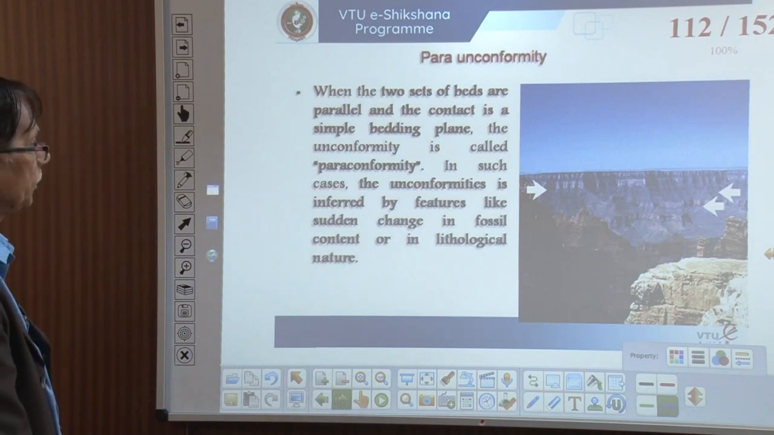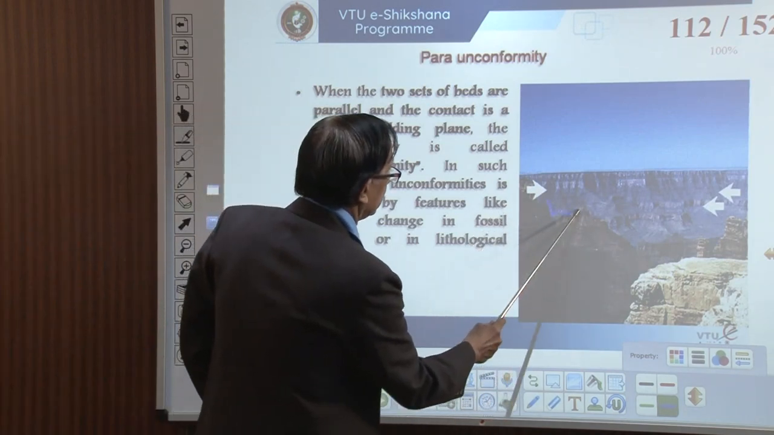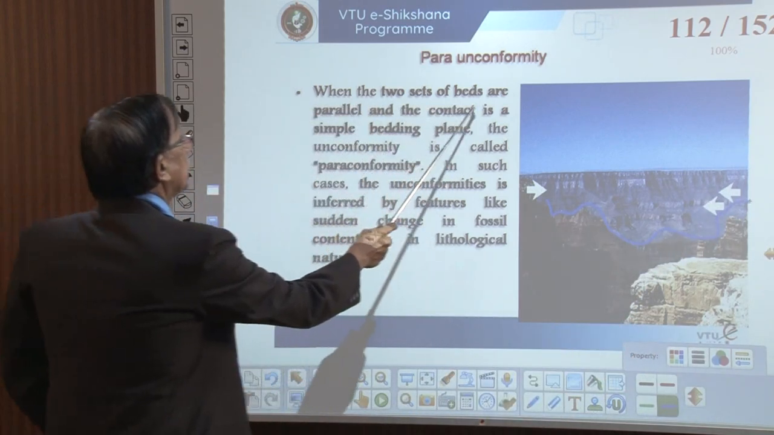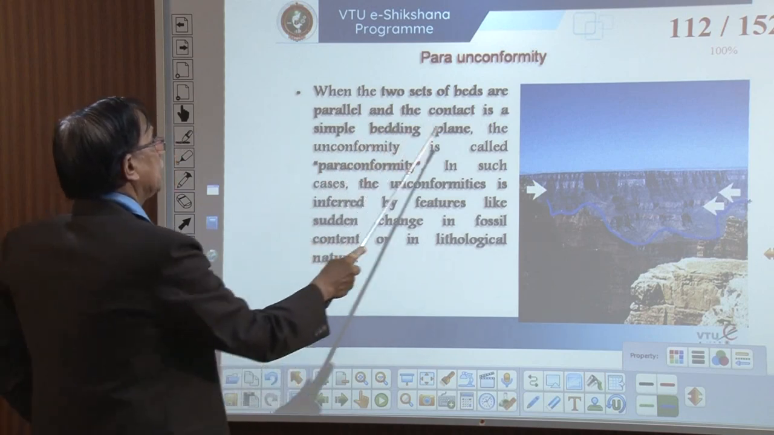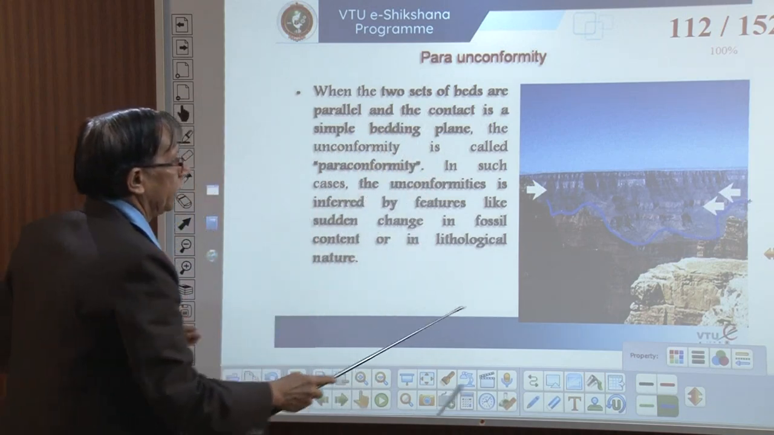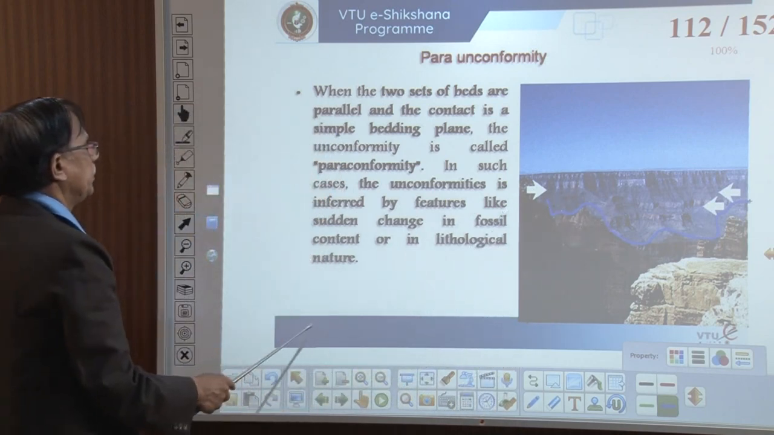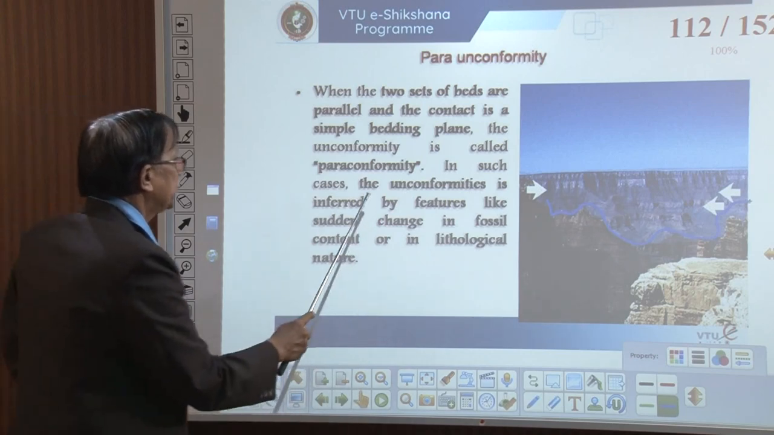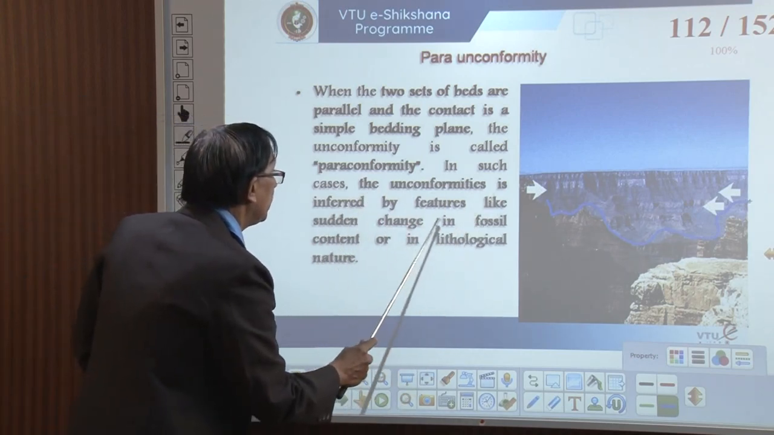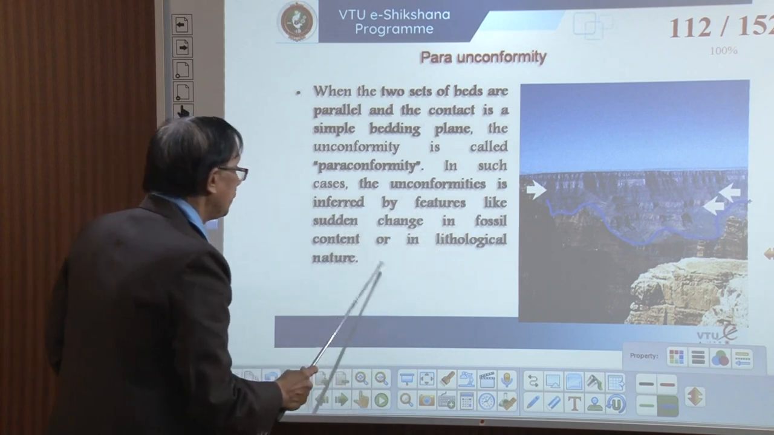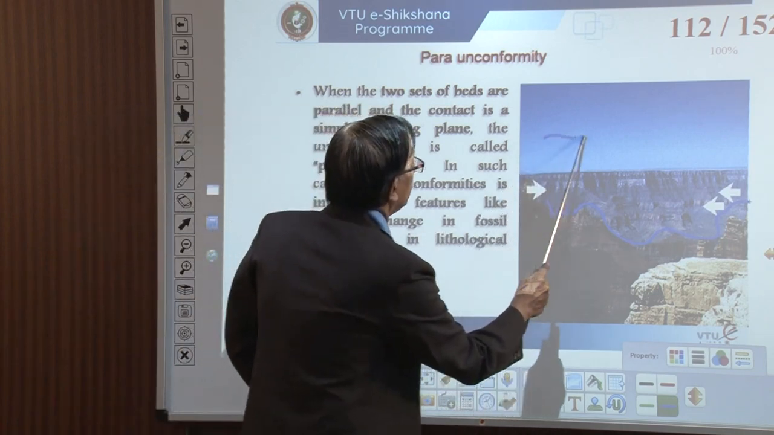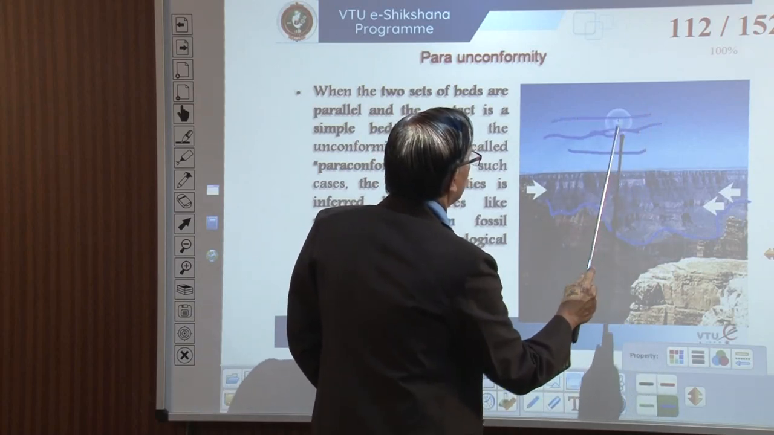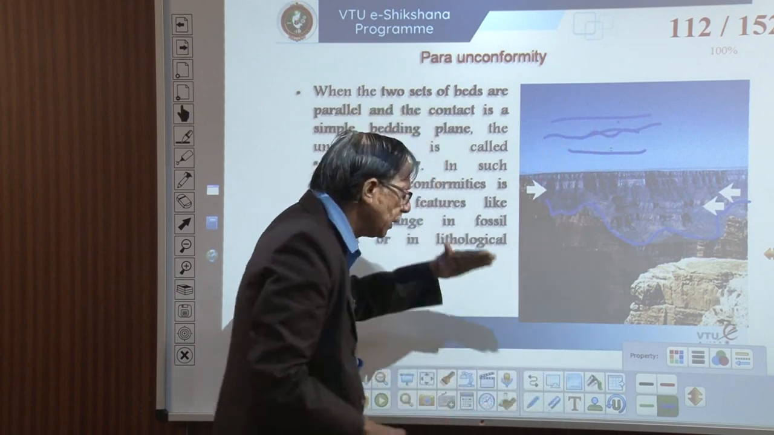Another type of unconformity is para-unconformity, which is not seen everywhere. When two sets of beds are parallel and the contact is a simple bedding plane, the unconformity is called para-conformity. In such cases, the unconformity is inferred by features like a sudden change in the fossil content. We have a layer of rock, another layer of rock, and another layer of rock, with a simple contact of bedding plane. How do we know they are still parallel?